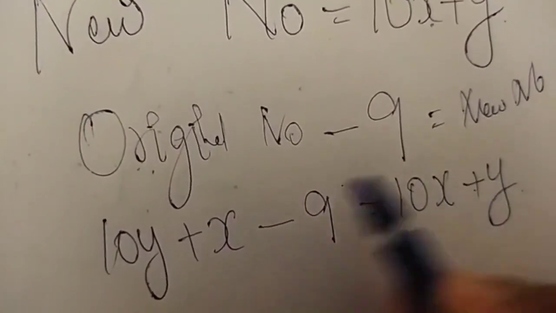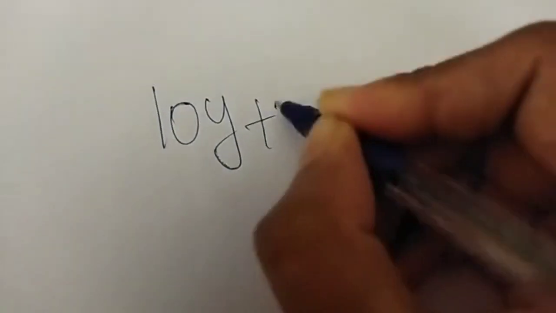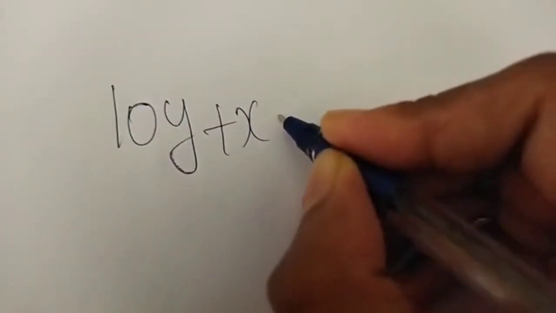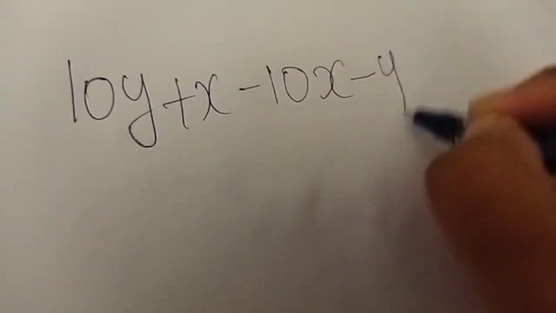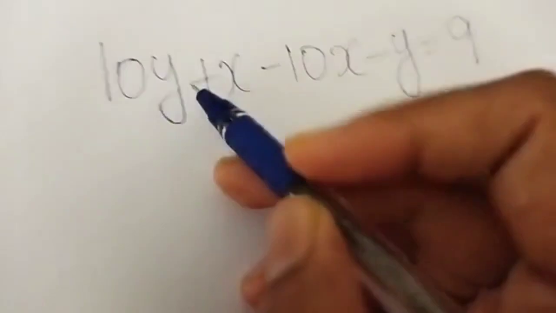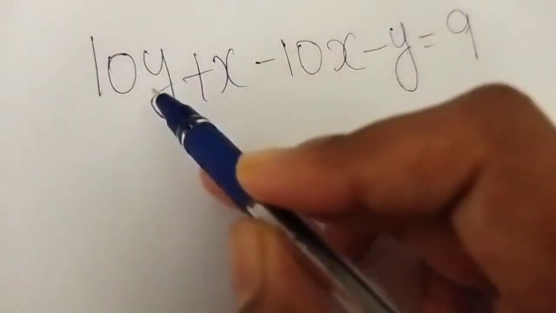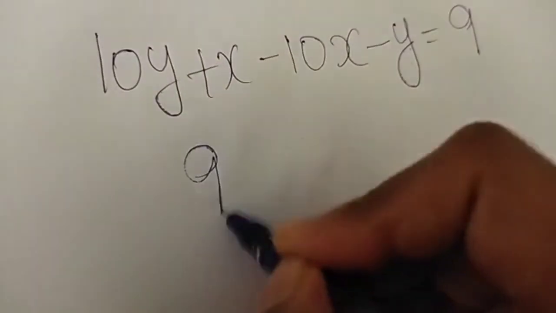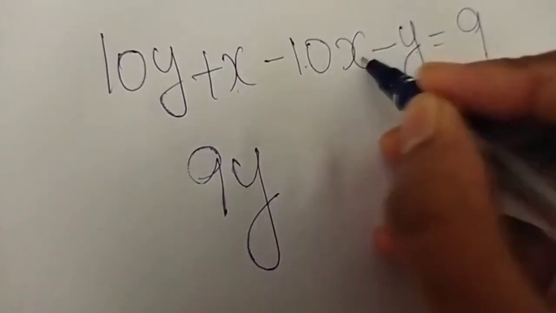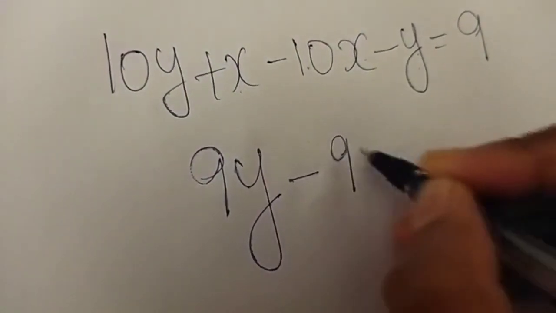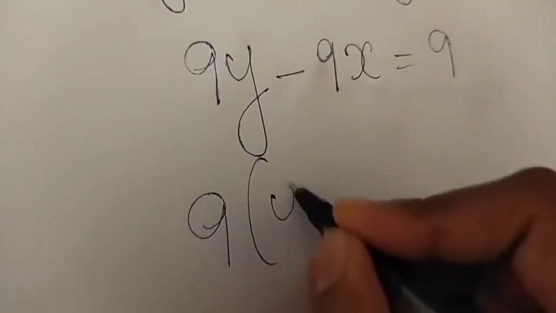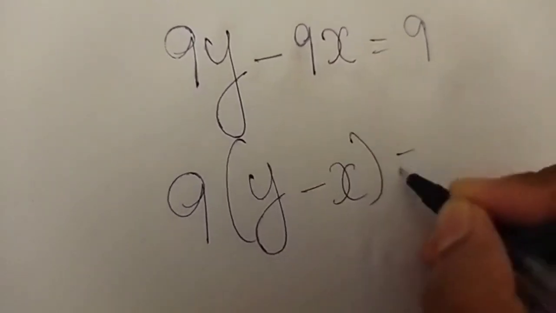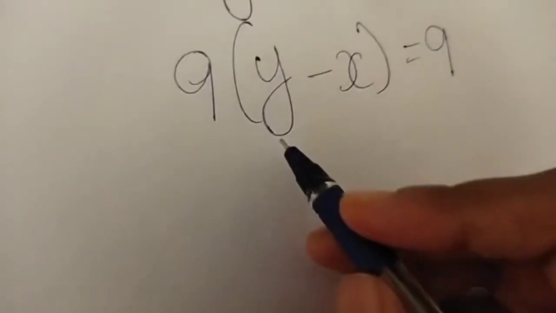Let me keep 9 this side and bring the other terms here. 10y plus x, here plus 10x coming this side becomes minus 10x, and minus y is equal to plus 9. 10y minus y, we get 9y. x minus 10x, we get minus 9x is equal to 9. In both the terms, 9 is common. If I take out 9, y minus x is equal to 9.